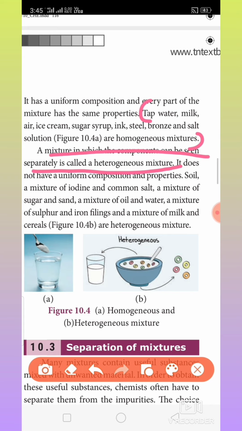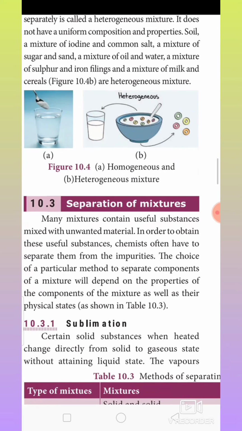See soil, a mixture of iodine and common salt. If you mix the common salt with iodine separately, the salt which is available at shops will not come under this category. You are going to mix the iodine with the common salt. A mixture of sugar and sand, a mixture of oil and water, a mixture of sulfur and iron filings, and a mixture of milk and cereals are heterogeneous. So you can easily distinguish the components of the mixture and the proportion will not be the same everywhere.